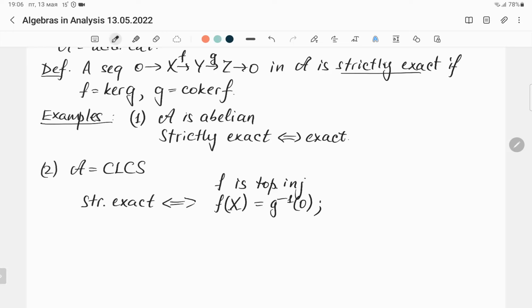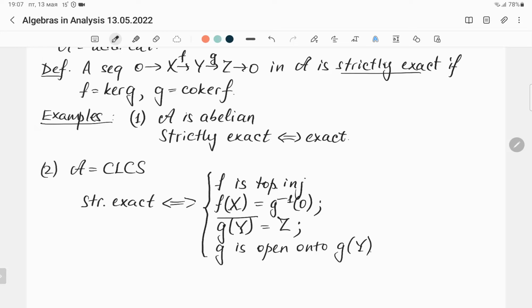Next, the range of G has to be dense in Z. And finally, G should be an open map onto its range. So it turns out that this combination of properties is equivalent to the strict exactness of our sequence. In other words, this combination of properties means that X can be topologically identified with a subspace in Y, and Z is the completion of the quotient of Y modulo X.